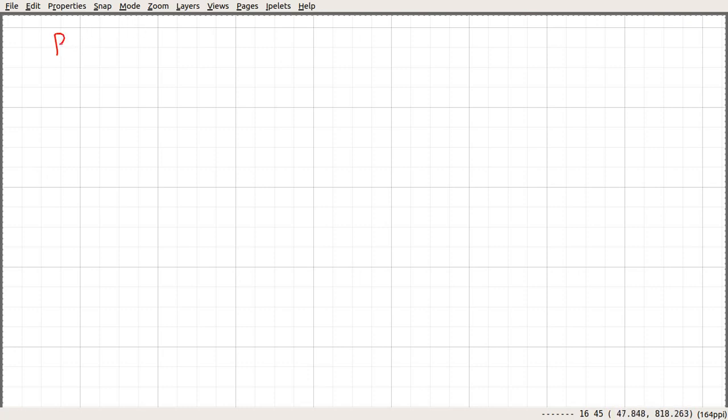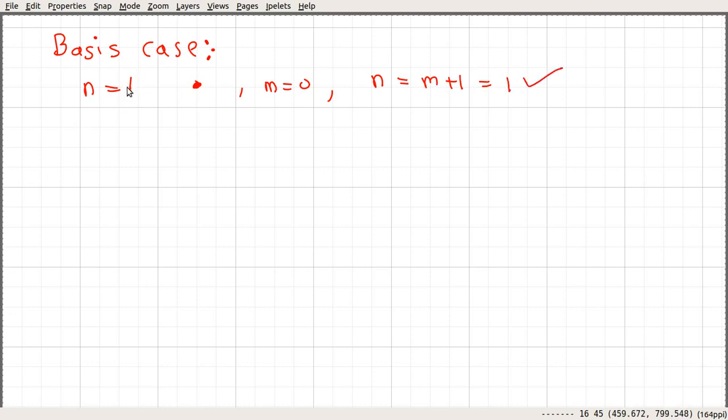Okay, so the basis case is for n equal to 1. If n equal to 1, we have this tree. The number of vertices is 1, so the tree having a single vertex will look something like this. Here we can see that the number of edges is 0, and this is nothing but m plus 1, where m is 0, and this is n. So we checked for n equal to 1.